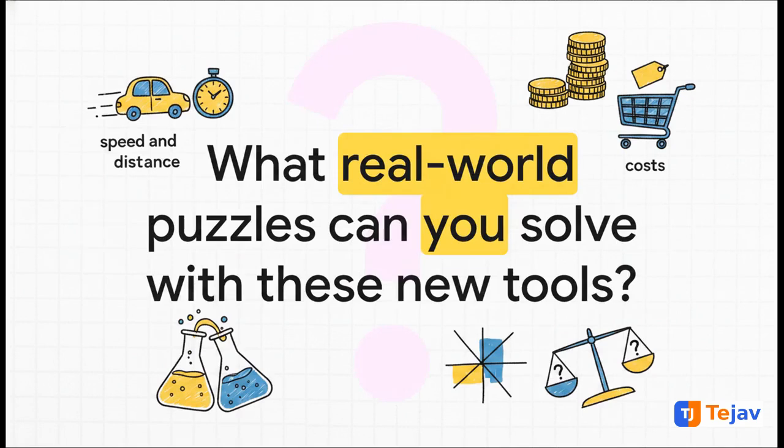And that leaves us with one final thought. We just solved for pens and pencils, but you can use this for so much more. Think about any problem that has two unknowns. Maybe it involves speed and distance, or mixing different things together, or trying to figure out costs. So now that you have these tools, what other real-world puzzles do you think you can solve?